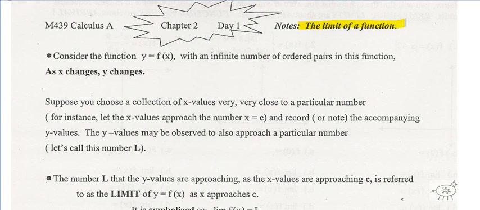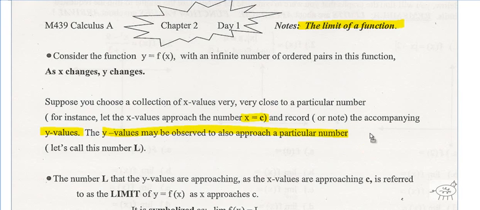If I chose a collection of x values very, very close to a certain number, and I even said, suppose that x approaches a number c, and then record the accompanying y values. So that's kind of what we're looking at. We're saying, hey, when x gets close to some number, what's happening with y? And it even says here, y values are also observed to be approaching a particular number, and we'll call this number L.